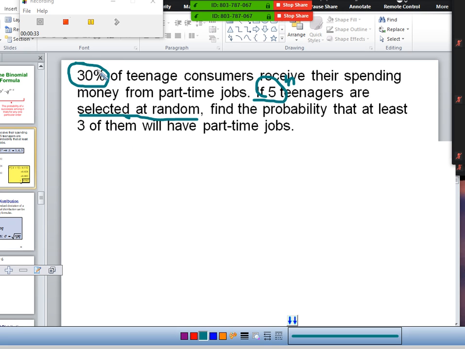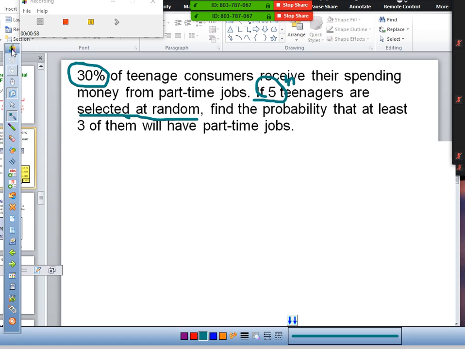Also, you'll notice the binomial has this percentage in there, right? At least 3 means that out of 5, we'll have 3, 4, or 5. Exactly, you have to find all 3 of them and add them, because or means add. So the probability of at least 3 means I have 3 of them, or I have 4 of them, or I have 5 of them. So yeah, good. Nice job.